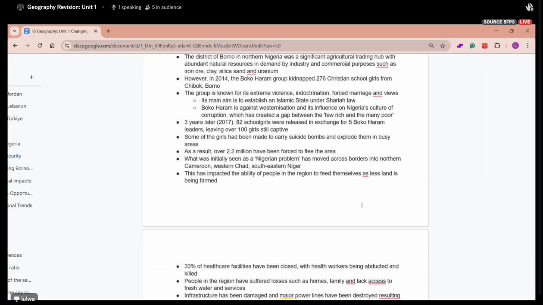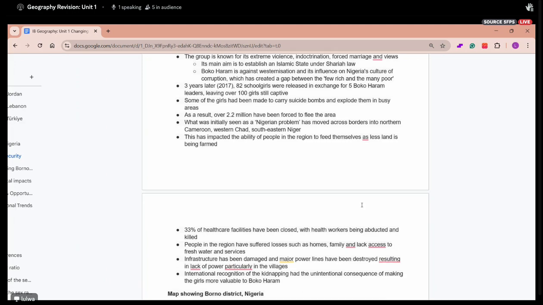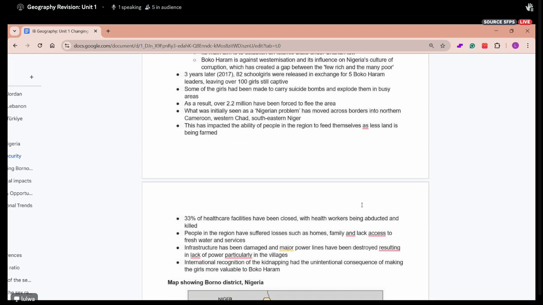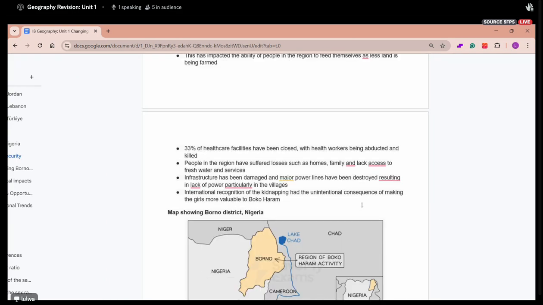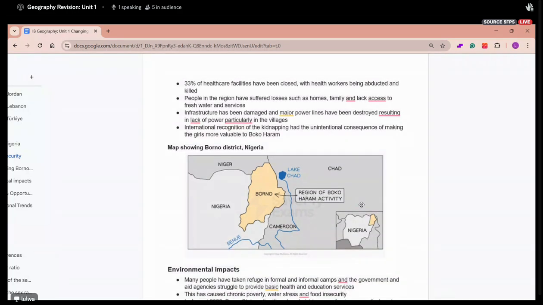As a result, over 2.2 million people have been forced to flee the area, as some of the girls had been made to carry suicide bombs and explode them in busy areas. What was initially seen as a Nigerian problem moved across the borders into northern Cameroon, western Chad, southeastern Niger due to the forced displacement. People in the region have suffered losses such as homes, families, and lack of access to fresh water and services. And so this is a map showing the Borno district and how easy it is for people to go from Borno to Niger, Chad, and Cameroon, and that's what happened.